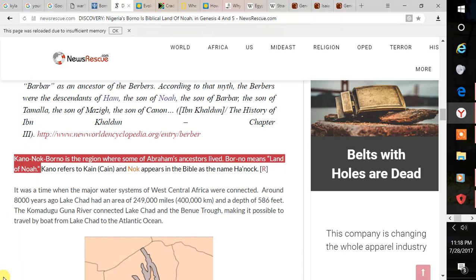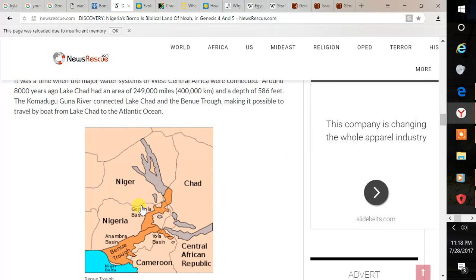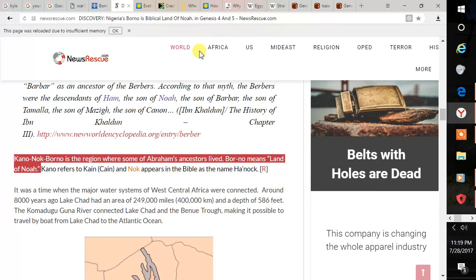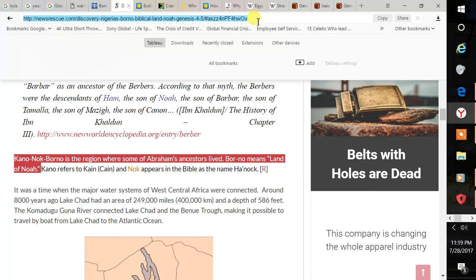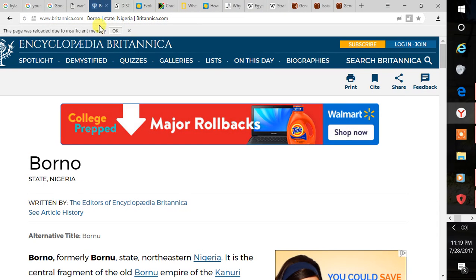And what you find, just like I said, is that this article makes you see there is a place around this area in Nigeria, and Chad, and the Cameroon, and the Central African Republic, that this part right here was called the land of Noah, as I'm reading to you. So please copy out the website and go read up on it so you can actually see.